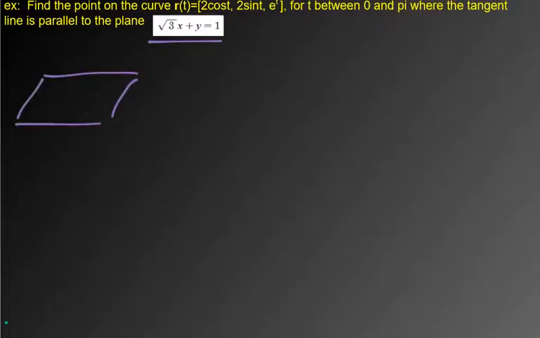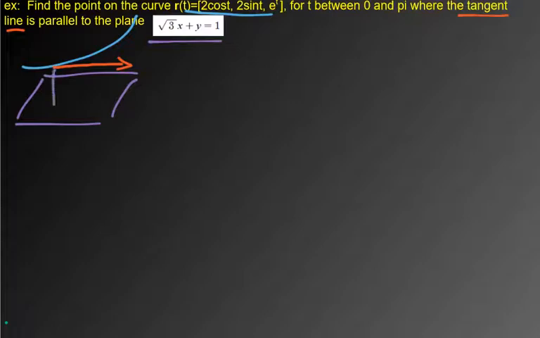So imagine that's my plane. And I want to find the point on the curve. So let's just say the curve is blue. We're going to say that's the curve. So I want to find the point on the curve between 0 and pi where the tangent line is parallel to the plane. So this tangent line, like that, I'm going to say is parallel to the plane.